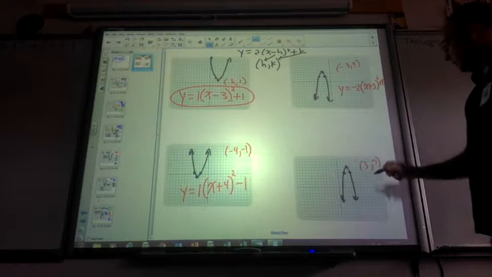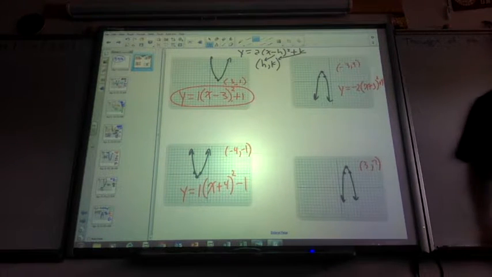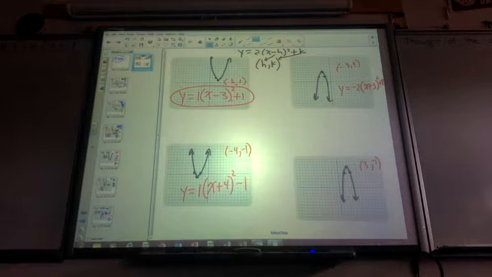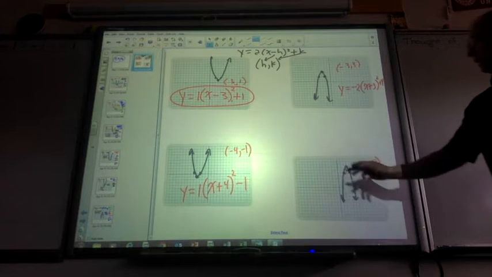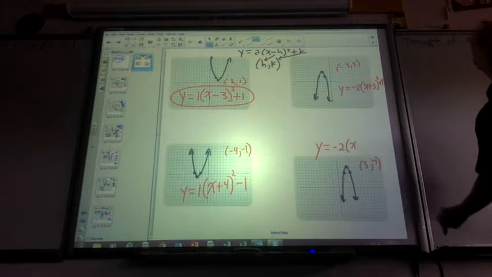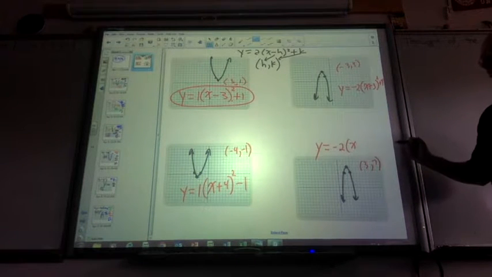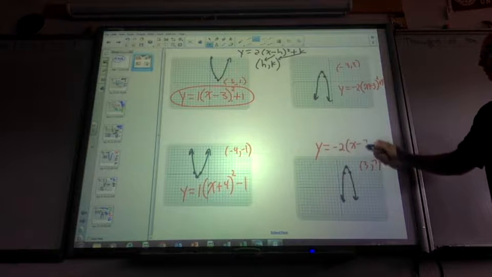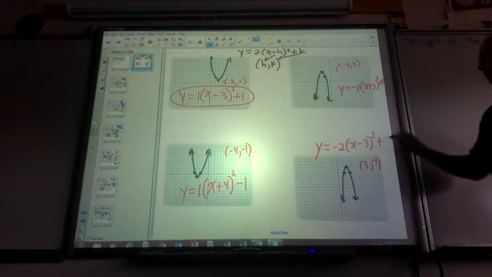3, 7. Is that right? Does my pattern graphing work with right 1 up, or 1, 3, 5? Negative 2, 6. Yeah, so we got a negative. So I got y equals negative 2x plus 3 or minus 3? Minus 3 plus 7. Done.